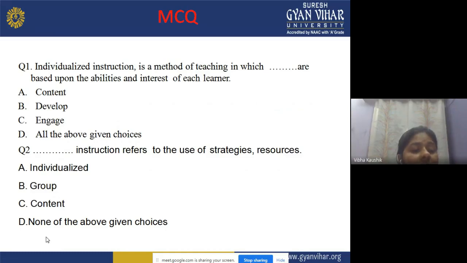Now the second one: dash instruction refers to the use of strategies and resources. Now which are they? A, individualized; B, group; C, content; D, none of the above given choices, meaning neither individualized nor group nor content. So the correct answer is individualized. Individualized instructions refer to the use of strategies and resources according to the uniqueness of the learner, how they want to learn something.